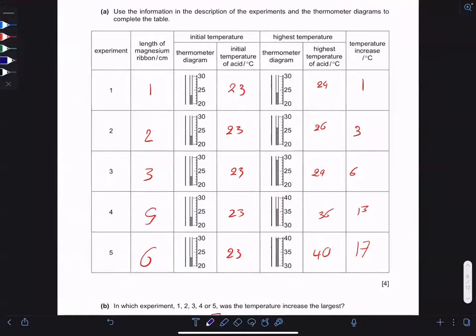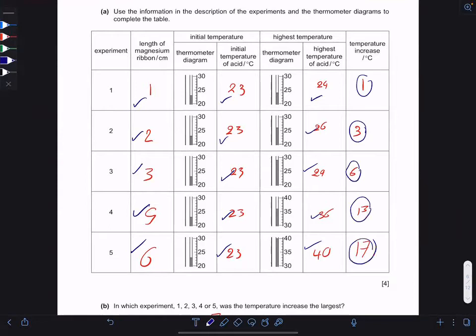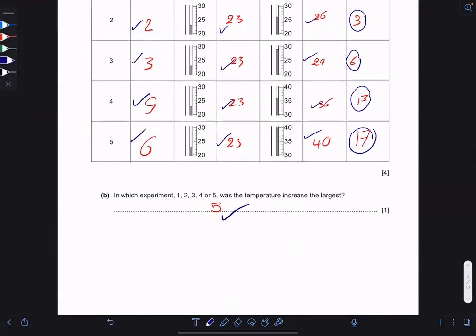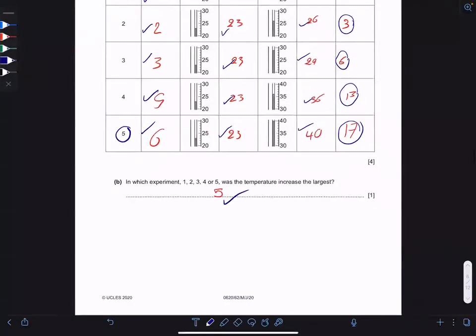Each mistake deducts a mark. 1, 2, 3, 5, 6. 23 is always the initial temperature in all experiments. And then 24, 26, 29, 36, 40, and the temperature increases 1, 3, 6, 13, and 17. A very easy question after it, which one had the highest temperature rise? Of course, experiment 5, because it had 17, which was the largest number.